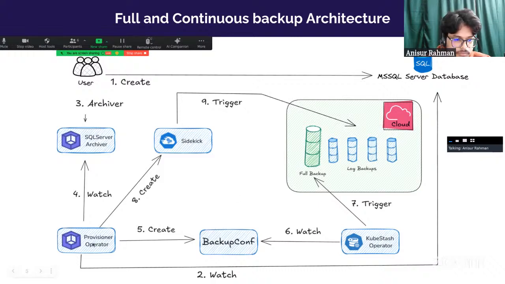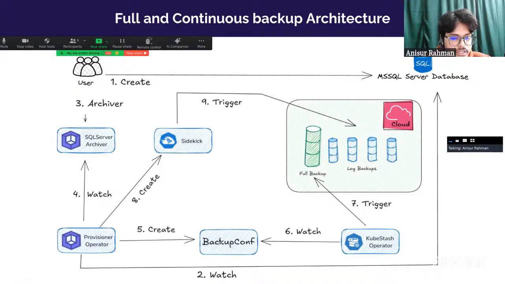So once the database is ready, the user again creates an MSSQL Server Archiver, which holds the necessary backup information. The provisioner watches this archiver and patches the database object with the reference of this archiver. Once the patching is done, the provisioner operator first creates a backup configuration.